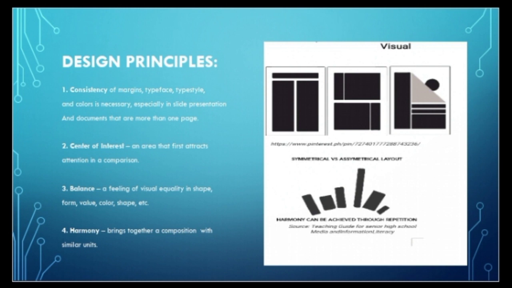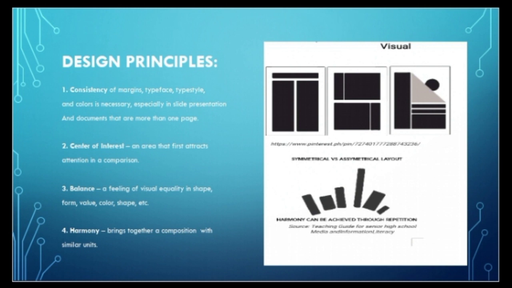So the third one is the balance, a feeling of visual equality in shape, form, value, color, etc. So balance can be symmetrical and evenly balanced, or asymmetrical and uneven balance. So objects, colors, values, textures, shapes, forms, etc. can be used in creating balance in a composition.